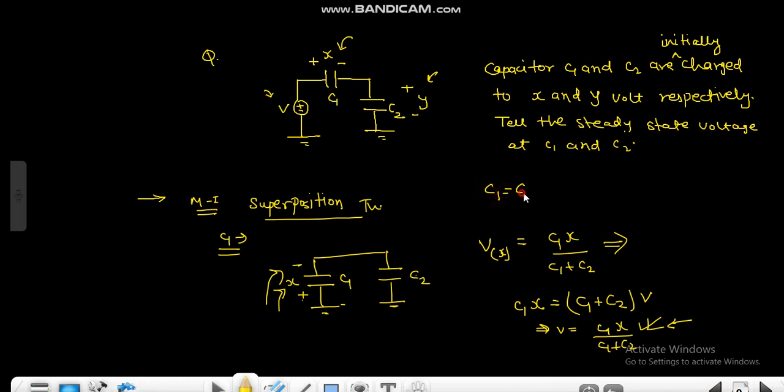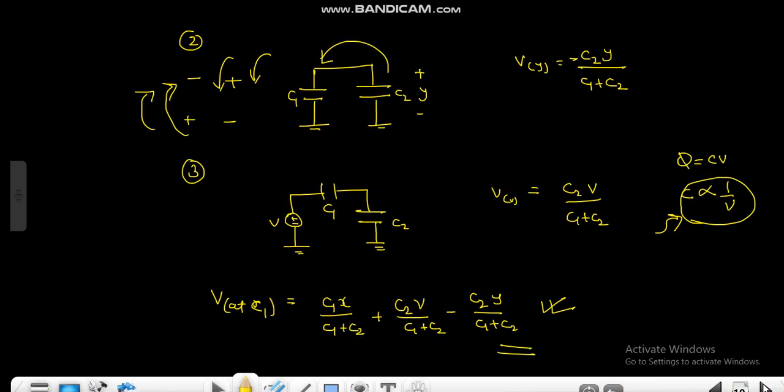In most of the circuits you will get C1 equals C2 equals C. Okay, in most of the circuits, so it will be easy. Now I will explain one more method, then it would become very easy for you. Okay, now the second method, charge conservation.